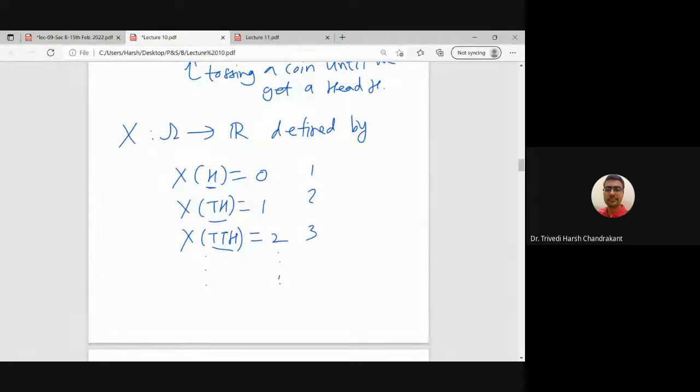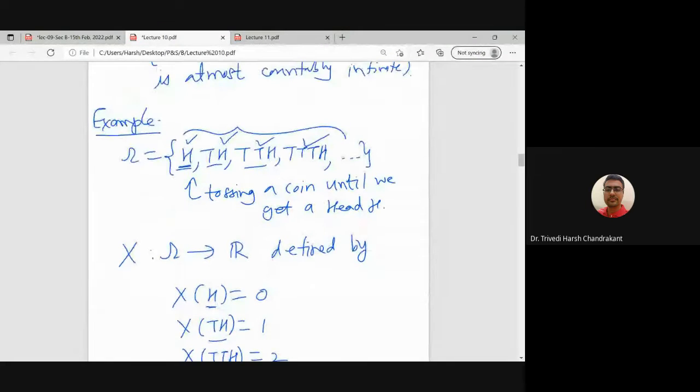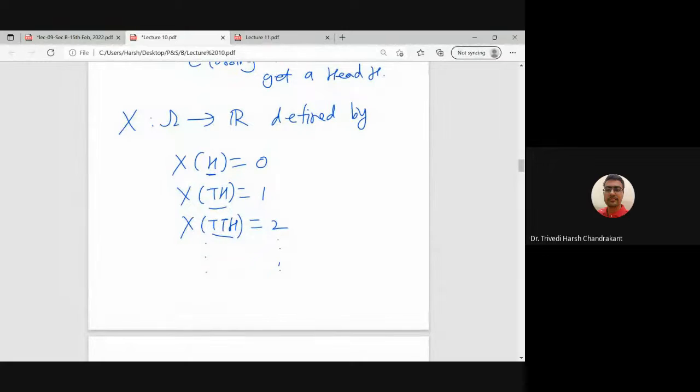Depending on what function we are choosing, we can define certainly a function. It is clearly a random variable because it is defined on every element of this set, and we know all the values of the elements of this set. So this is clearly a function. So this is a random variable. Here X is a random variable.